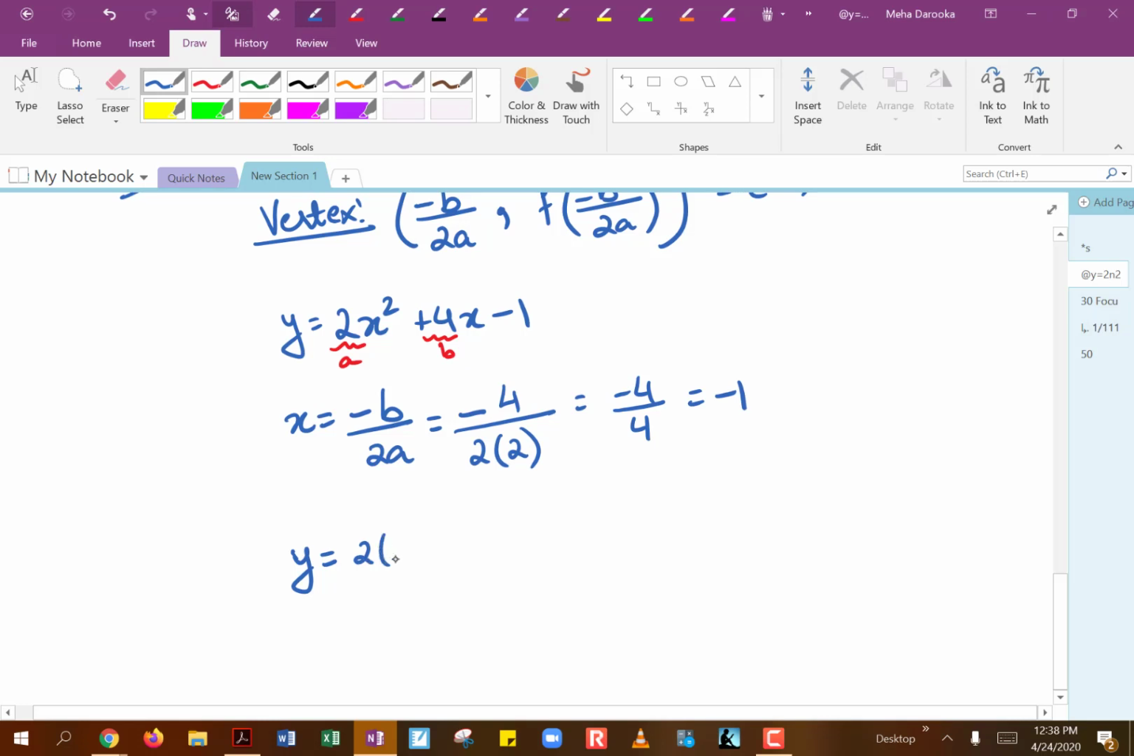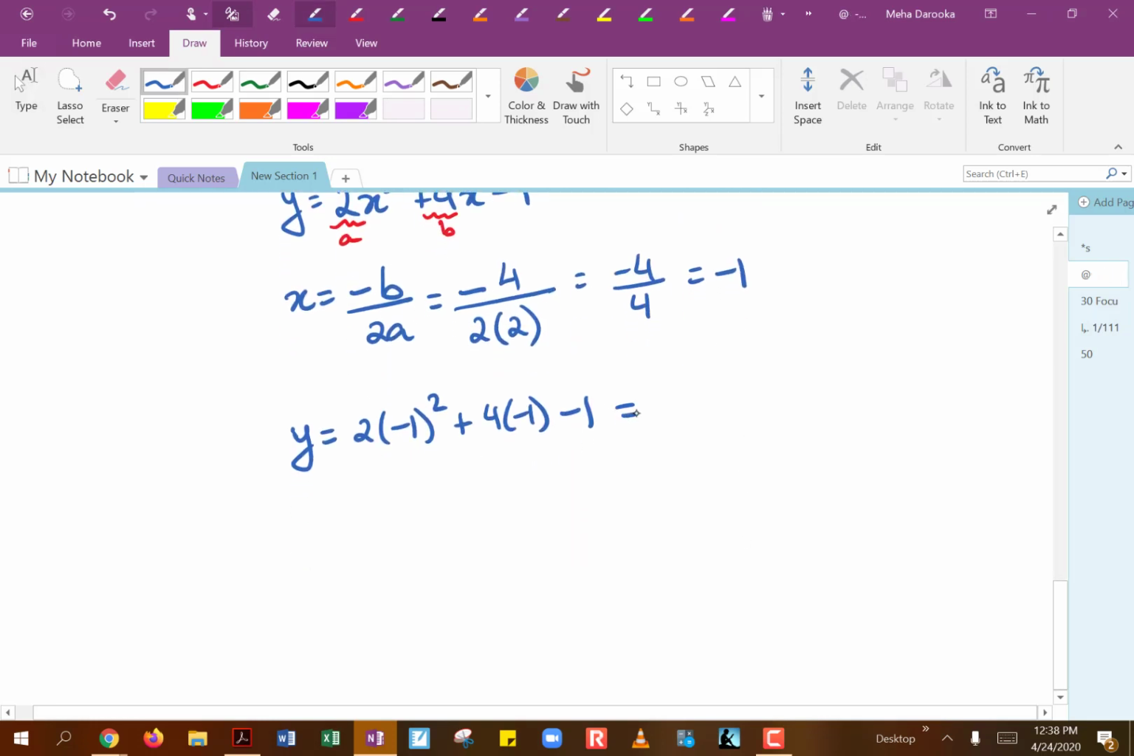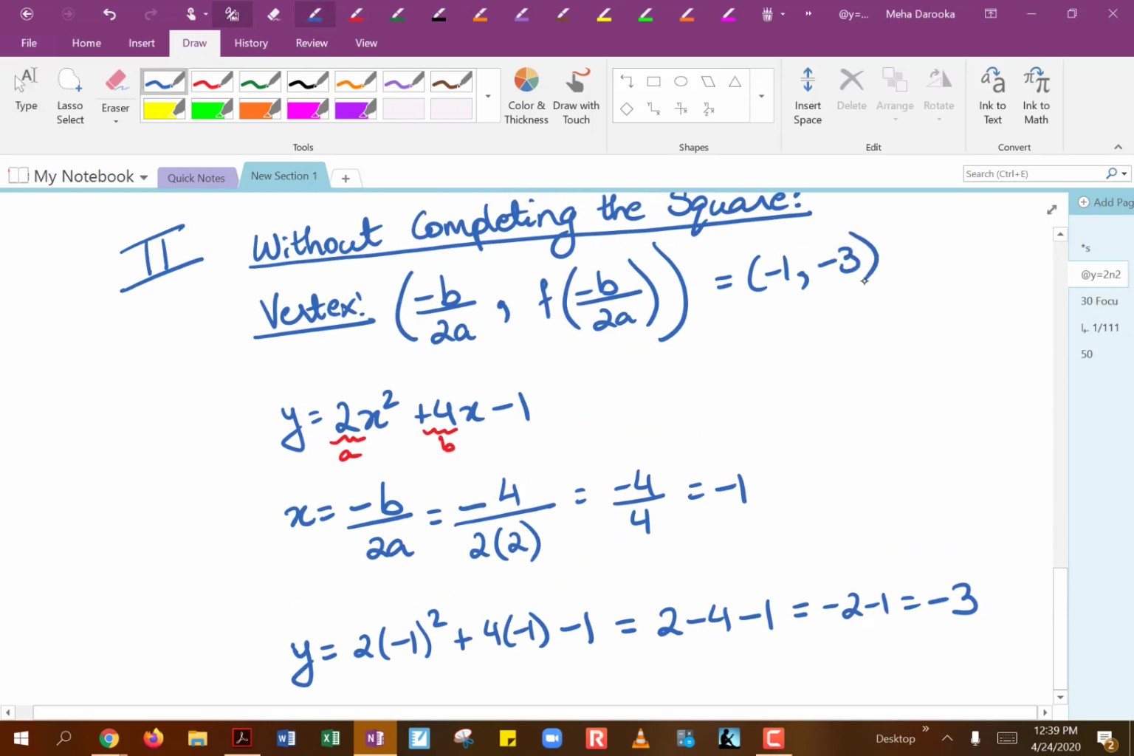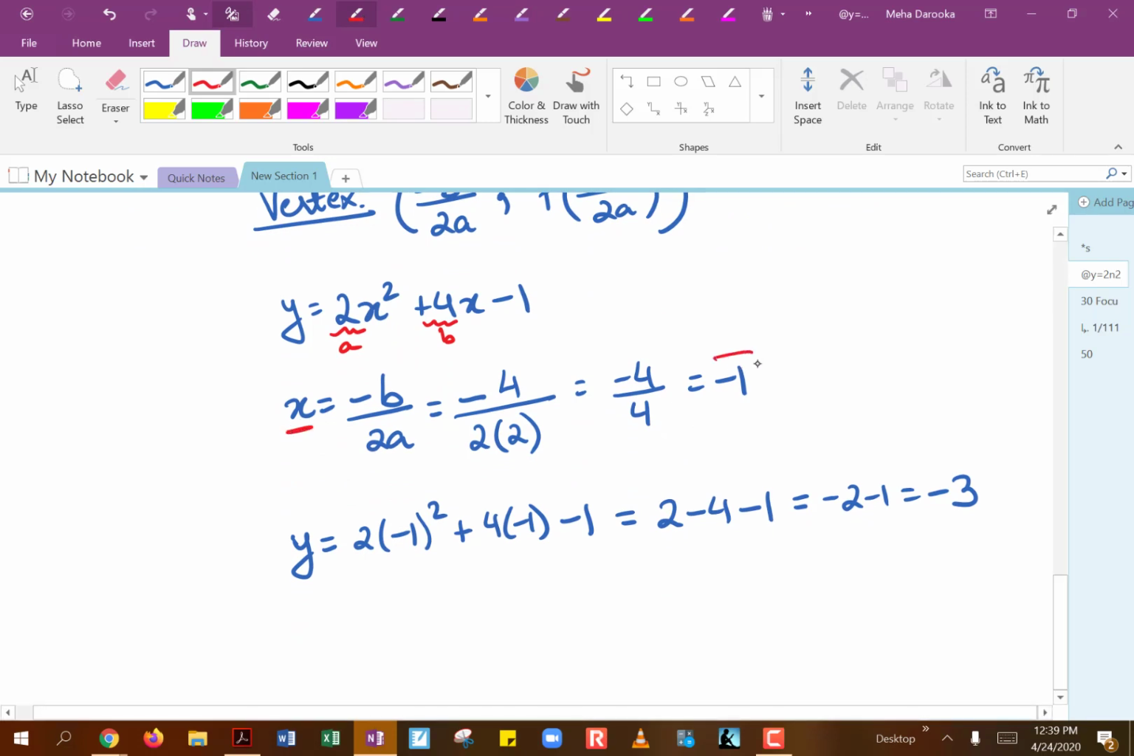So that's 2 times -1 squared plus 4 times -1 minus 1. And let's see, that will come out to be 2 times, because -1 times -1 will become +1. So that's 2 times 1, so that'll be a 2. 4 times -1 will become -4, and then minus 1 at the end. So that's going to be 2 minus 4 minus 1, which will be -3. So our y value is coming out to be -3. So we've got our x for our vertex, and we've got y for our vertex.